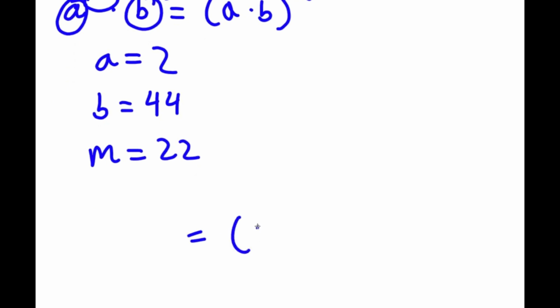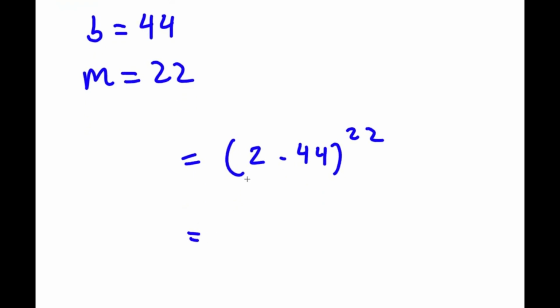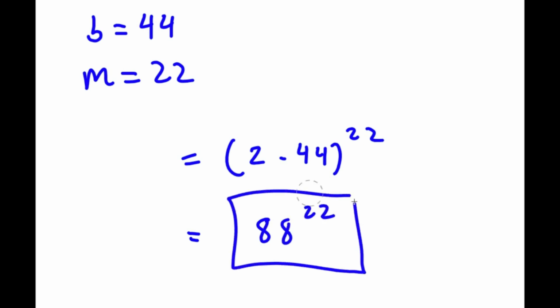So this is going to equal a times b, so 2 times 44 to the power of m, which is 22. Now, 2 times 44 is simply equal to 88. So now I have 88 to the power of 22. So this is my answer.